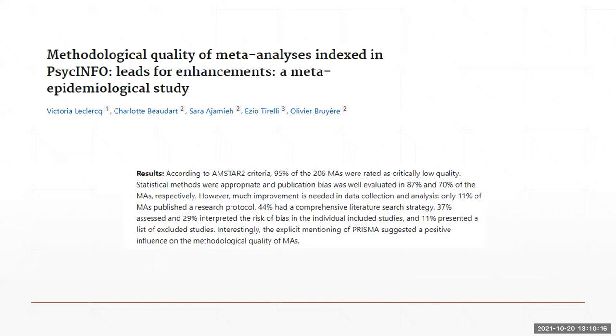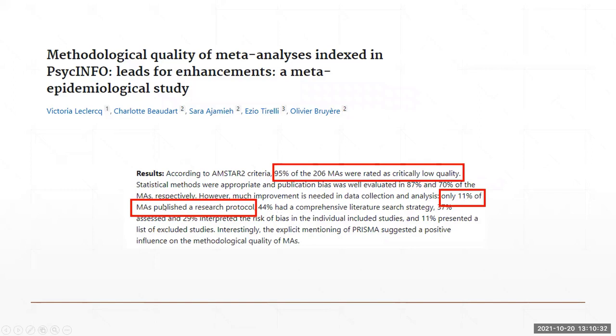This study was published in 2020, so last year. They found that 95% of the 206 meta-analyses were rated as critically low quality. In detail, they found that only 11% of meta-analyses published a research protocol. It means that only for 11% of the meta-analyses do we know what researchers did and how they conducted the meta-analysis. So this is a bit problematic.